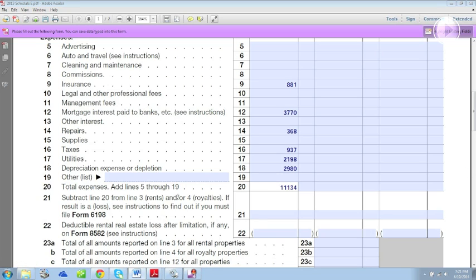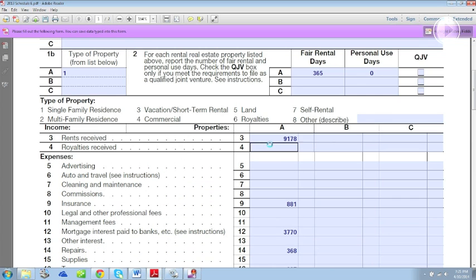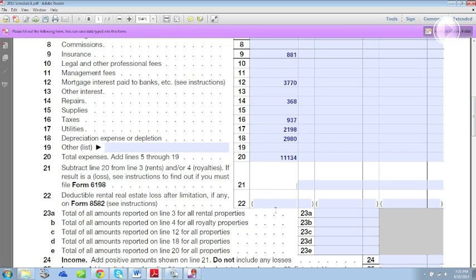And subtract line 20 from line 3. This shows your income or your loss. In this case, $11,134 is more than $9,178, so it's going to be a loss of $1,956. And you put that here too. There's parentheses right there, so I'm not going to put a negative sign, because that already means that it's a negative.